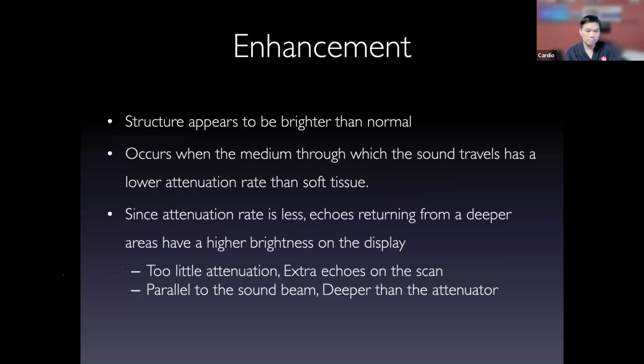Again, enhancement, where a structure appears brighter than normal, occurs when the medium through which the sound travels has a low attenuation rate, as in soft tissue. And since the attenuation rate is less, echoes returning from deeper areas have a higher brightness on the display. So again, with these attenuation artifacts, if you have too little, then you have extra echoes on the scan, and often they're parallel to the sound beam and deeper than the attenuator.